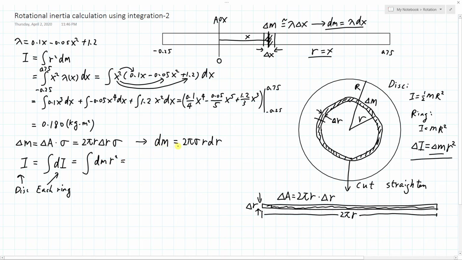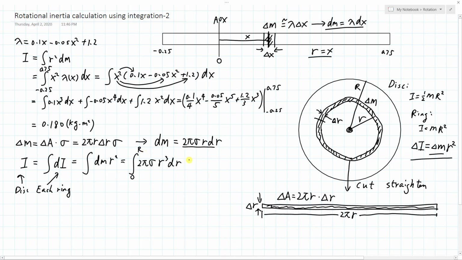And we're replacing dm with this. So we have 2 pi sigma. We have r squared. We also have an r, so r cubed dr. And now we can finally specify where to go with the r. So we're actually starting with a very small ring right here. And then we increase to a slightly bigger ring, bigger, bigger, bigger, all the way up to this big ring, right? So r should go from 0 all the way up to capital R. So that's where our limits are, from 0 to capital R.